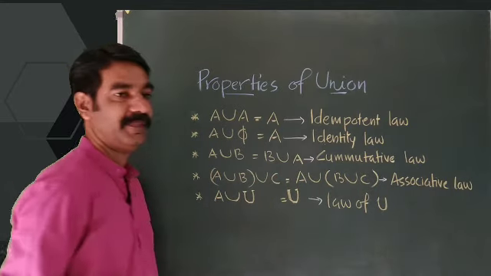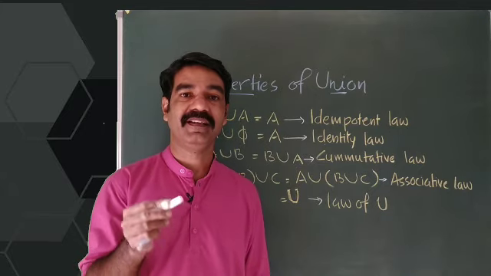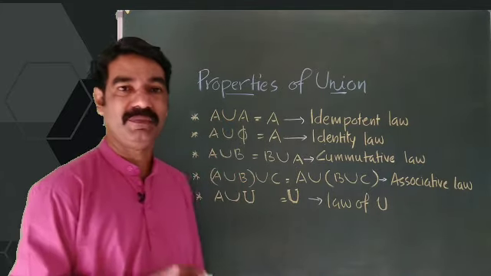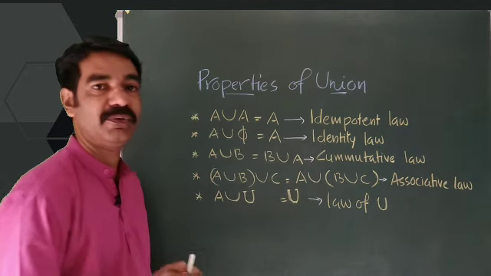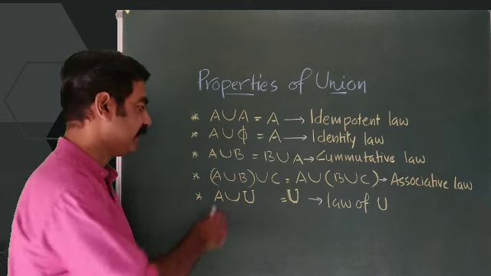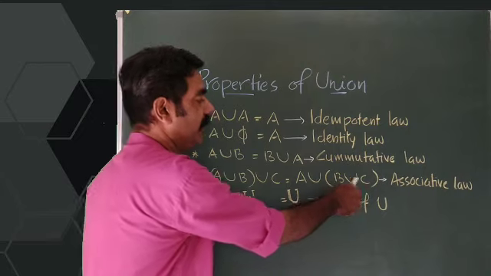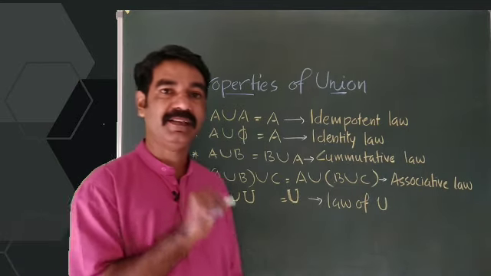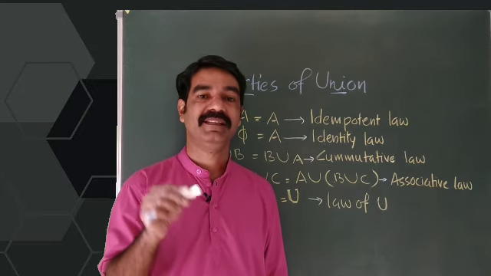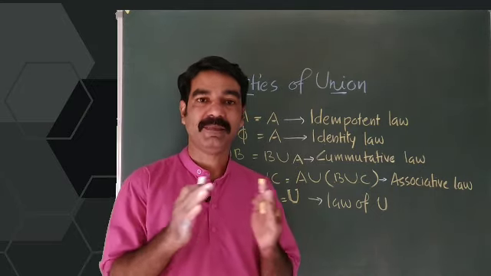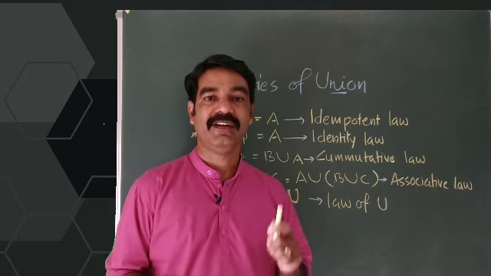Then A union B is equal to B union A. നമ്മൾ ചെറിയ ക്ലാസ്സിൽ പഠിച്ചിട്ടുണ്ട് അല്ലേ? A plus B എന്താണ്? B plus A ആണ്. 2 plus 3 എന്താണ്? 3 plus 2 ആണ്. It's called commutative law. And fourth one is A union B union C is equal to A union B union C. നമ്മൾ ചെറിയ ക്ലാസ്സിൽ പഠിച്ചിട്ടുണ്ടാവും, 2 plus 3 plus 4. അല്ലേ? മൂന്ന് നമ്പേഴ്സ് നമ്മൾ ആഡ് ചെയ്യുമ്പോൾ ഏത് ഓർഡറിൽ വേണമെങ്കിലും ആഡ് ചെയ്യാം. It's called associative law.